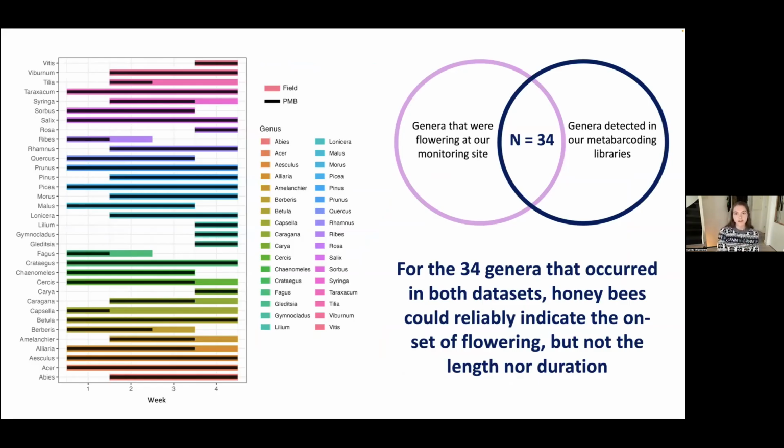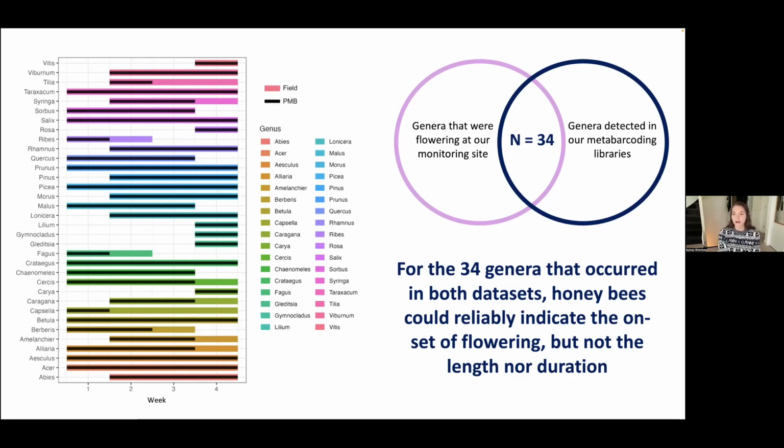So what we found is that, first of all, there was a lot of genera that were flowering at our monitoring site that weren't present in our pollen metabarcoding libraries. That's not very surprising. There was also lots of genera detected in our pollen metabarcoding libraries that I did not survey on the site. That was also not surprising because we only surveyed a 1 kilometer radius around the rooftop apiary, which is really just a physical limitation of the project. And honeybees will generally forage outside of that range. So that was kind of expected going into it.